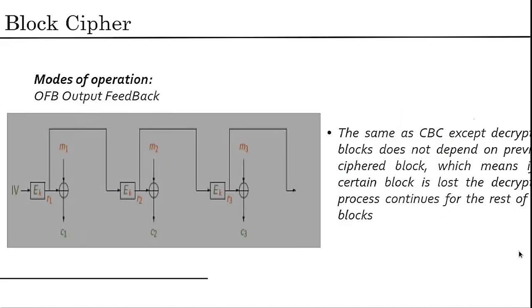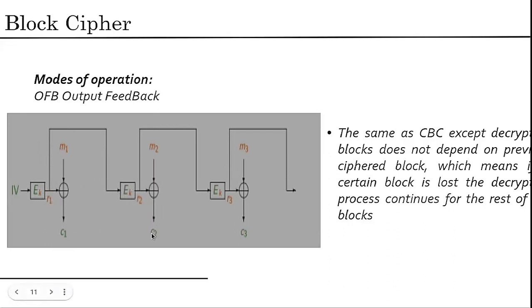OFB, output feedback. It is the same as CBC, except decrypting blocks this time does not depend on the previous ciphered block, which means if a certain block gets lost during the transmission, the decryption process by the recipient continues for the rest of the blocks. And that is because this time IV is being encrypted to produce R1. But this time, it is this result that gets forwarded to the second round of encryption. Instead of sending C1, we send R1.